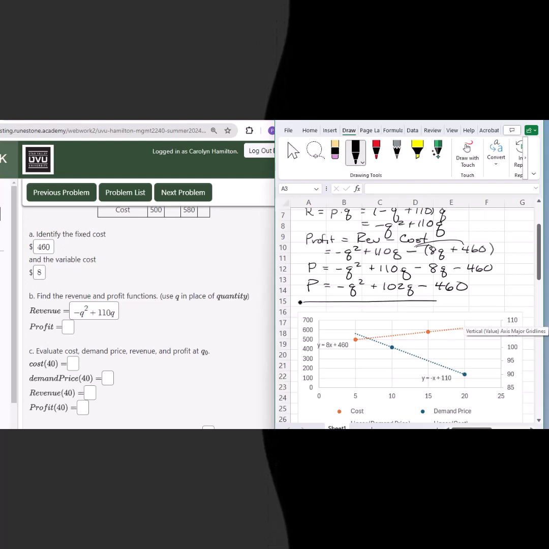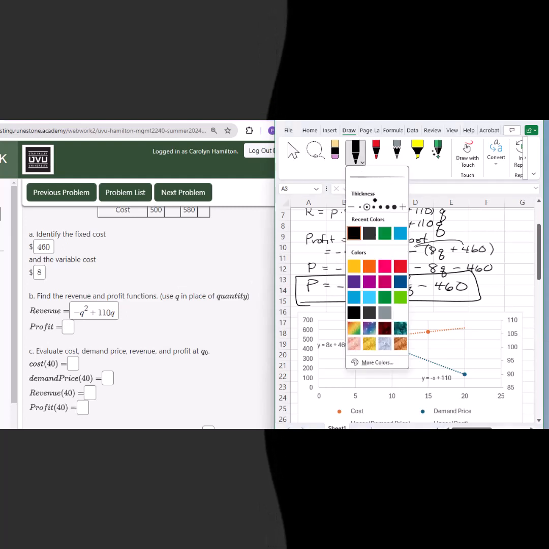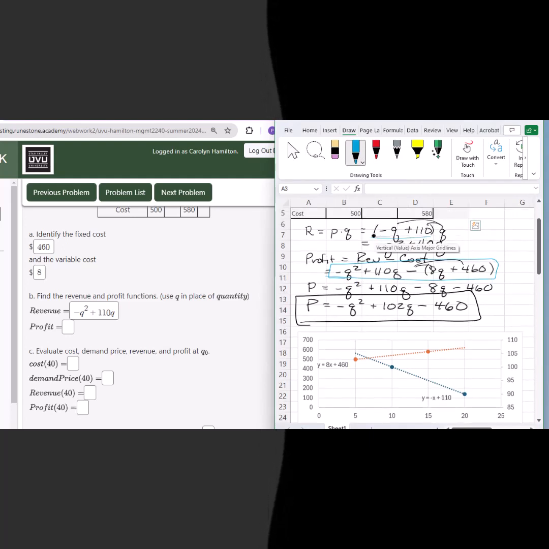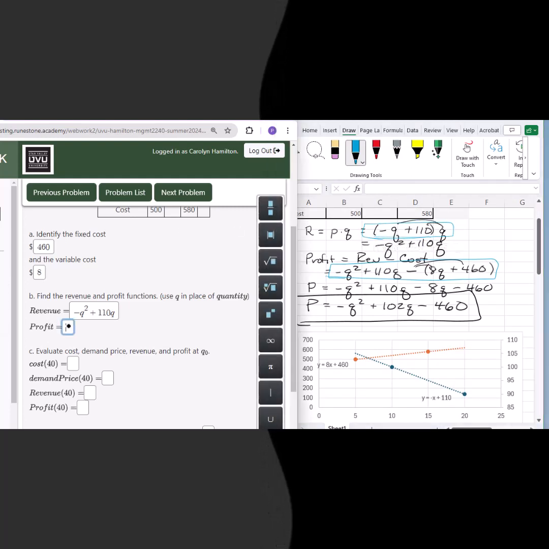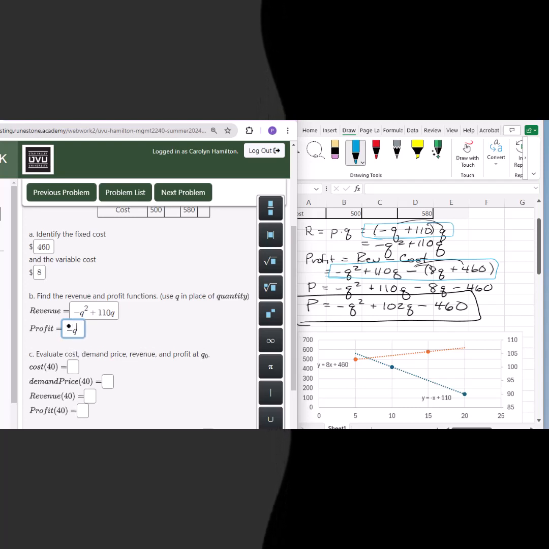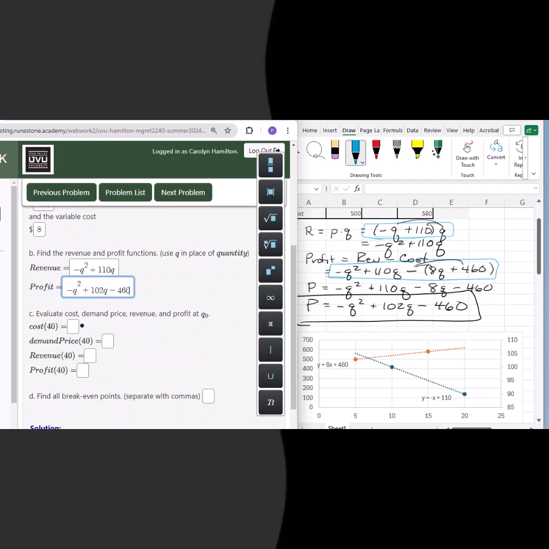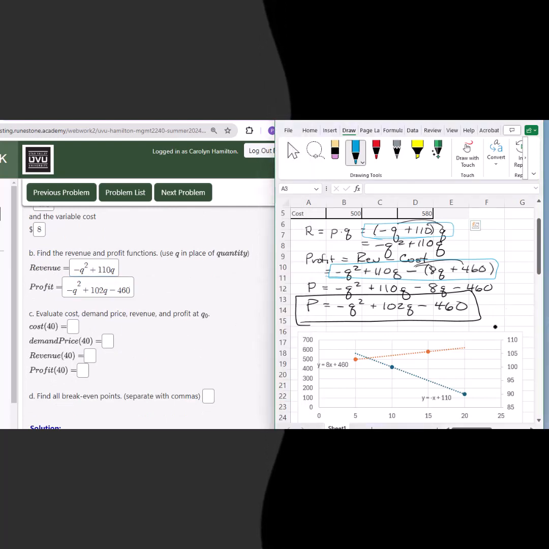Okay, now after having done all of that, I do feel like I should tell you that WebWork can read the math. So I can put in the profit function in this unsimplified form. I could also put in the revenue function in this unsimplified form. I'm just preferring to simplify it down for this walkthrough. So negative q squared plus 102q minus 460.